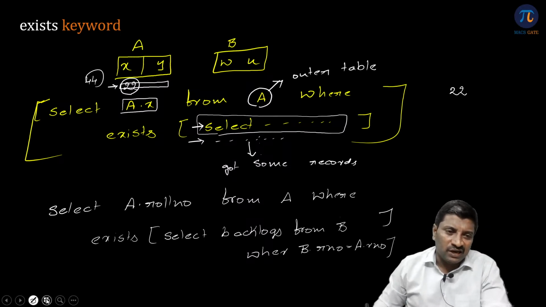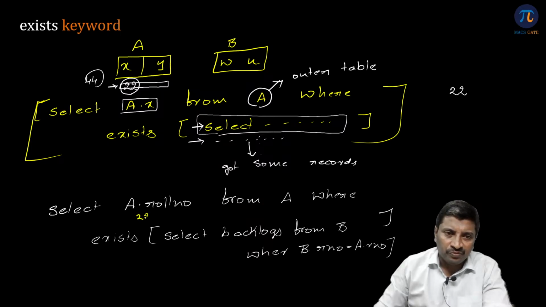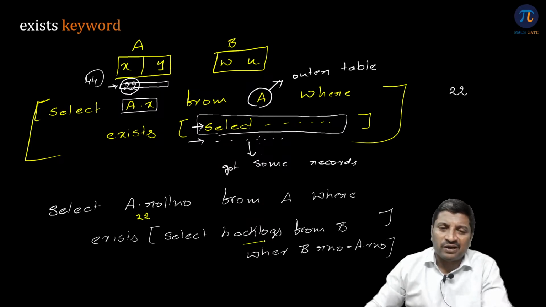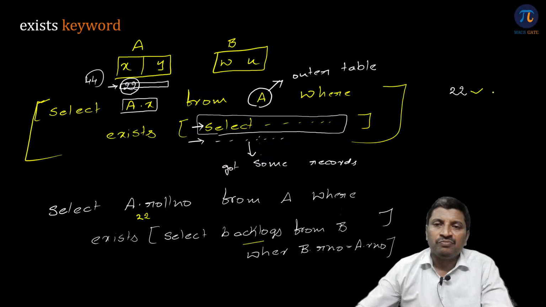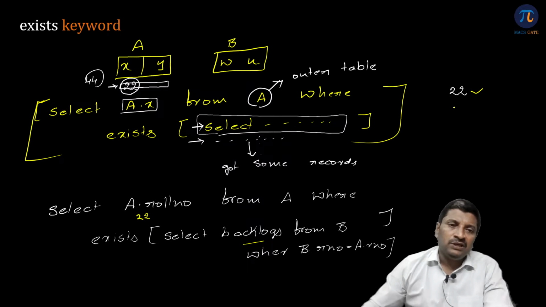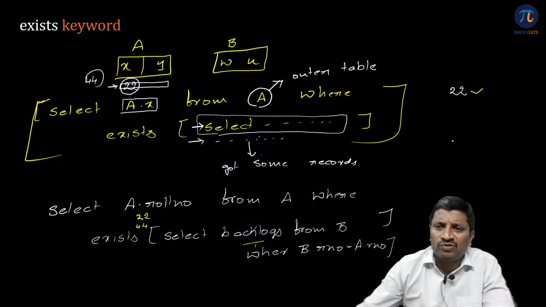So what I do is, I consider the first student, 22, and I list out all the backlogs. If he has some backlogs, I will display his name in the remedial class. Suppose I take 44 and I find 0 backlogs. When there are 0 backlogs, I don't need that particular student. So I don't want 44.